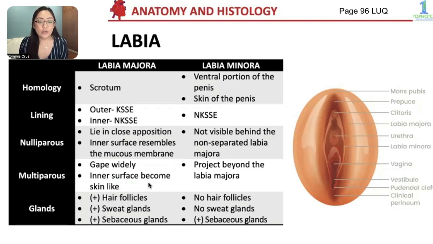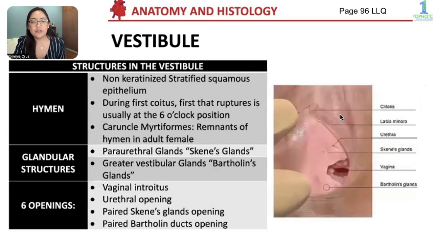The labia majora is the fatty outer part of the vulva, where you would see your hair follicles, your sweat glands, and the sebaceous glands. On the other hand, the labia minora is the inner, more medial part, which has no hair follicles or sweat glands. And lastly, you have your vestibule. The vestibule is the area between the two labia minora, and it begins superiorly just below the clitoris and ends inferiorly at the posterior fourchette.